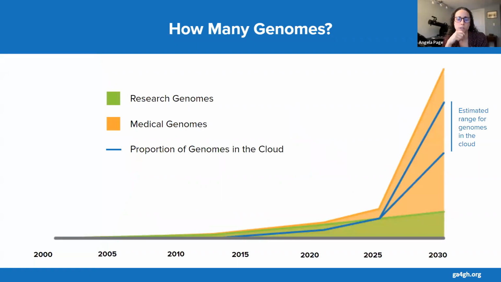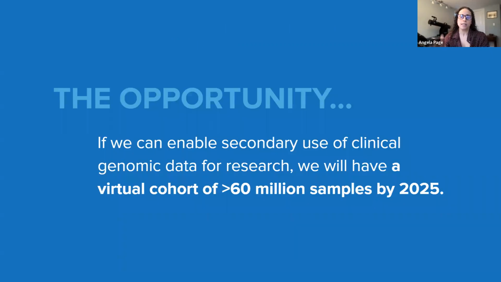At the same time, we're also starting to see an increase in the proportion of genomes that are being stored in the cloud. And as you can see here, this is a projection, but we're expecting that to skyrocket over the next few years. So the opportunity embedded in all of this is that if we can make secondary use of that clinical genomic data, and we can connect it to research data, and we can use GA4GH standards to bring it all together, we'll have a virtual cohort of at least 60 million samples by 2025, from which researchers can learn and then contribute to improved healthcare and patient outcomes.